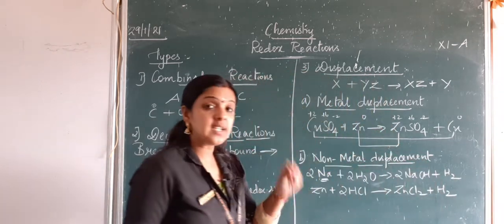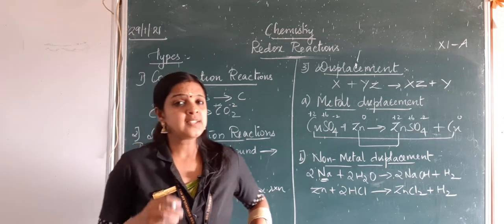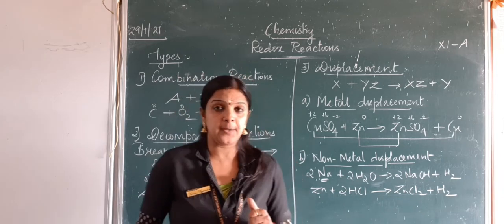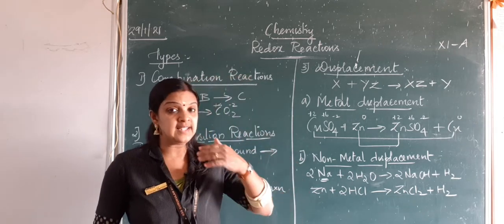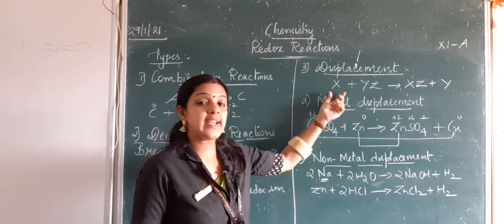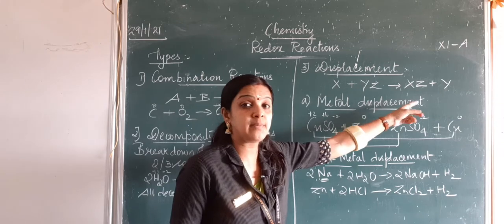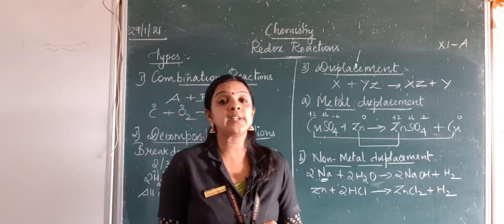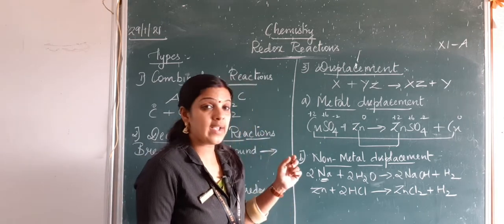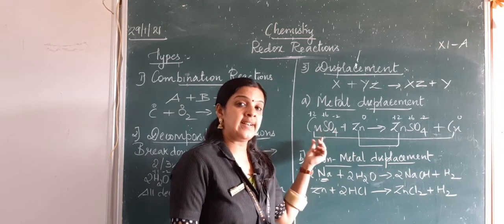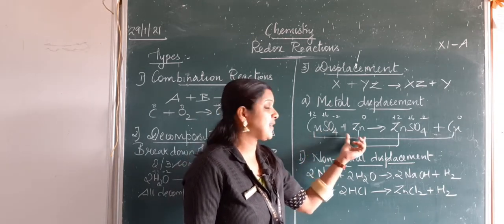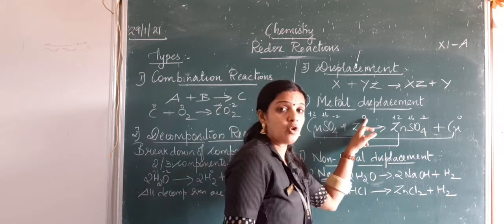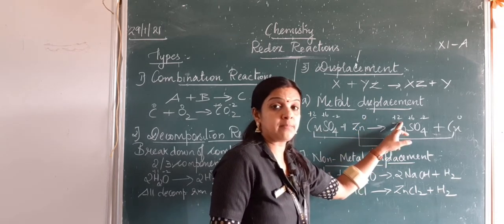Now, the third type is the displacement reaction. Children, we have learnt this in 10th standard, displacement reactions in the reactivity series chapter. The more reactive metal displaces the less reactive metal. So, if you consider X plus YZ, it gives XZ plus Y. In this, we have two types of displacement: metal displacement and non-metal displacement. In metal displacement, a metal displaces another metal. Copper sulfate, when it reacts with zinc, forms zinc sulfate and copper. Zinc, from its 0 oxidation state, loses electrons to become +2.